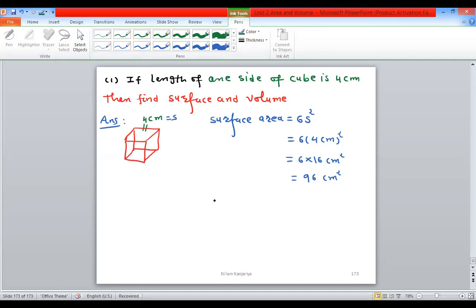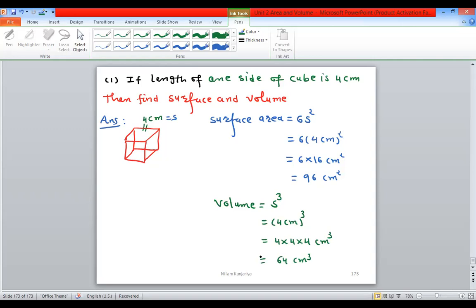Now volume. It's S cube. That means the length of side is 4 centimeter, cubed. 4 into 4, 3 times, centimeter into centimeter. It's 64 centimeter cube. Hope you are clear on this example and the formula also. You must remember it. Also, students, please just remember.